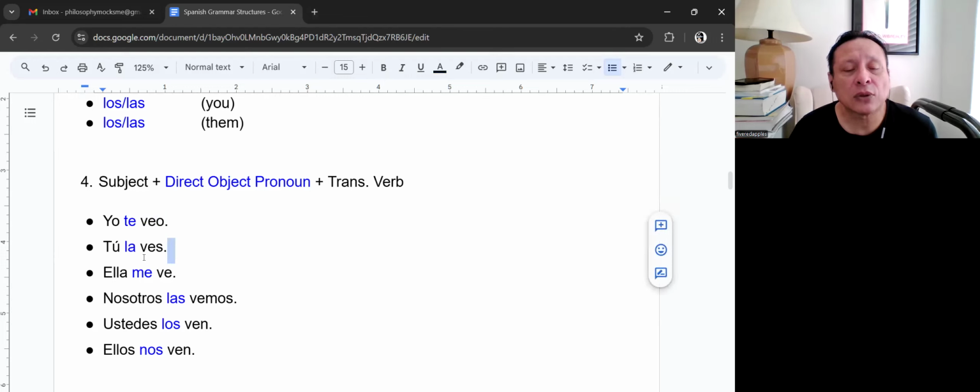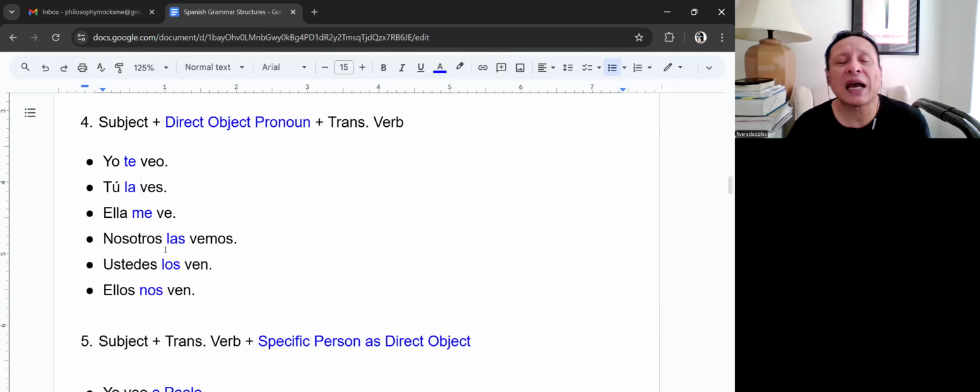Tú la ves. Tú la ves is you see her. You see, and la is her. You see her. Tú la ves. Ella me ve. She sees me. Ella me ve. Me corresponds to me. So she sees me. Nosotros las vemos. Las could be you guys, all females, or it could be them, all females. But context usually gives away what you mean. If it doesn't, then you have to clarify.